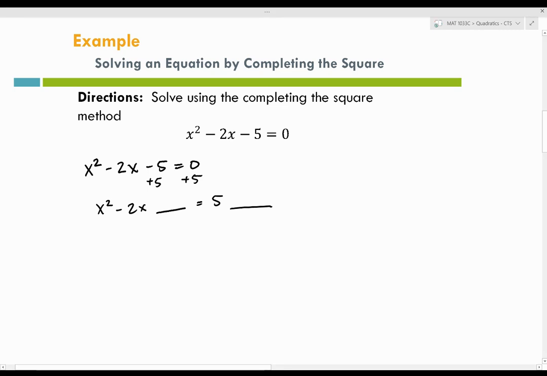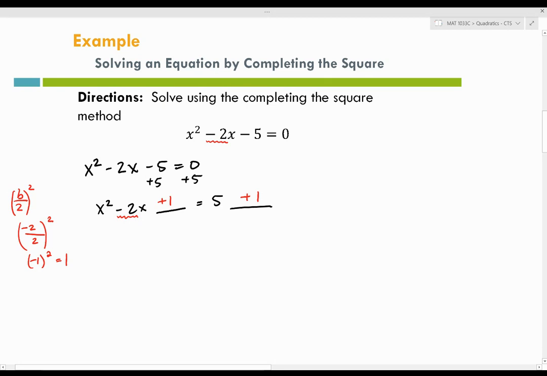To figure out what that quantity is, you're always going to do b divided by 2, squared. And b is always going to be your coefficient that's attached to your x term. For us, that's going to be negative 2. So I'm going to say negative 2 divided by 2, squared. Negative 2 divided by 2 is negative 1, and negative 1 squared is 1. So that means I'm going to add 1 to the left-hand side of the equation and to the right-hand side.